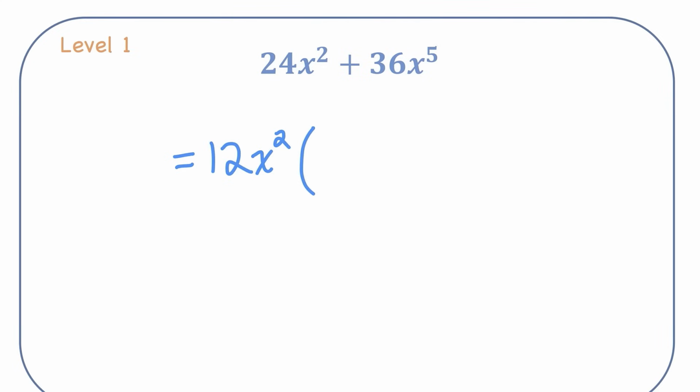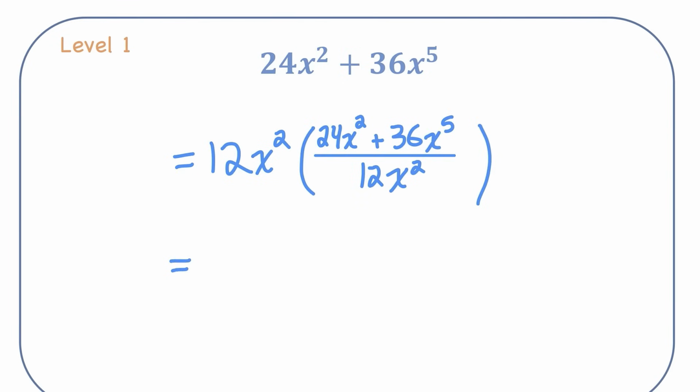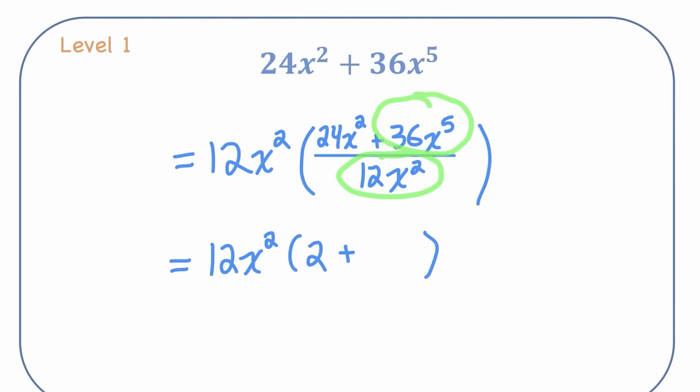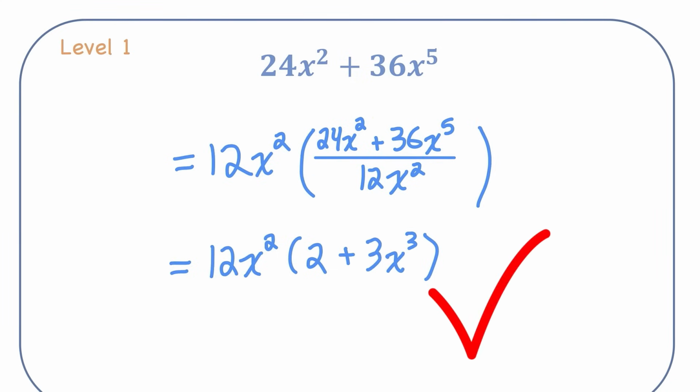And then to get the second factor in my expression, I now have to divide both of these terms by my common factor. So I'll leave my factor of 12x squared out front, and then I'll simplify my second factor by doing the divisions. I need to do 24x squared divided by 12x squared, which is 2. And I have to do 36x to the 5 divided by 12x squared, which is 3x cubed. And there we have it. Level 1 has been factored.